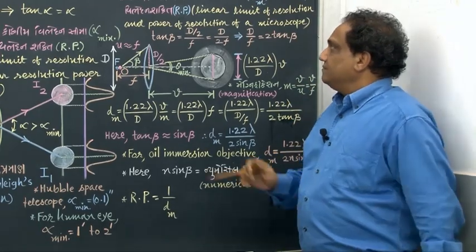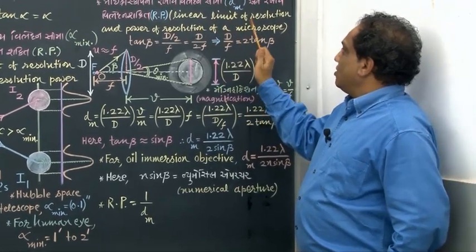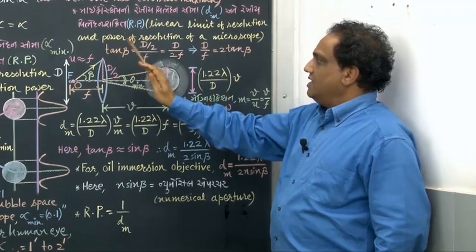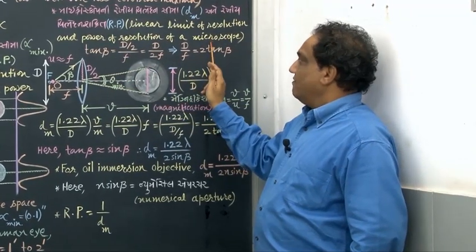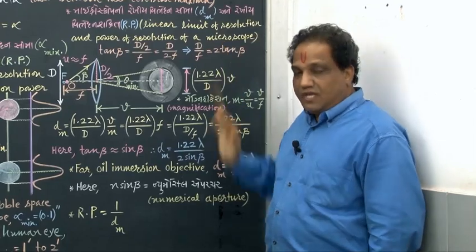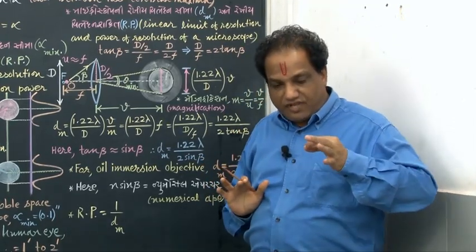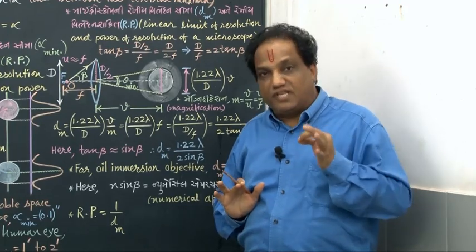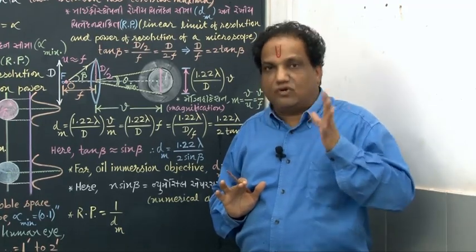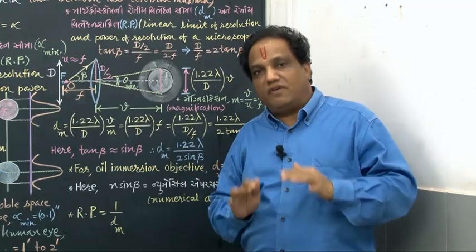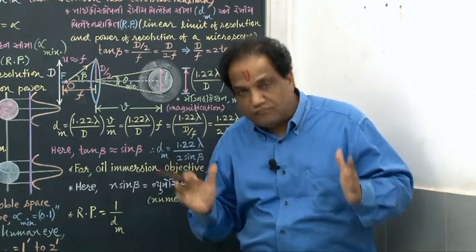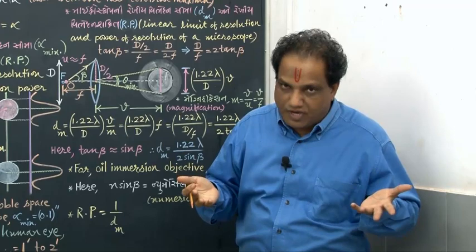Now we go for the linear limit of resolution and linear power of resolution for a given microscope. We use a microscope for viewing objects which are very close to us but very small. With the naked eye we cannot see them clearly. For a magnified and clear view, we use a microscope. Okay, fine.